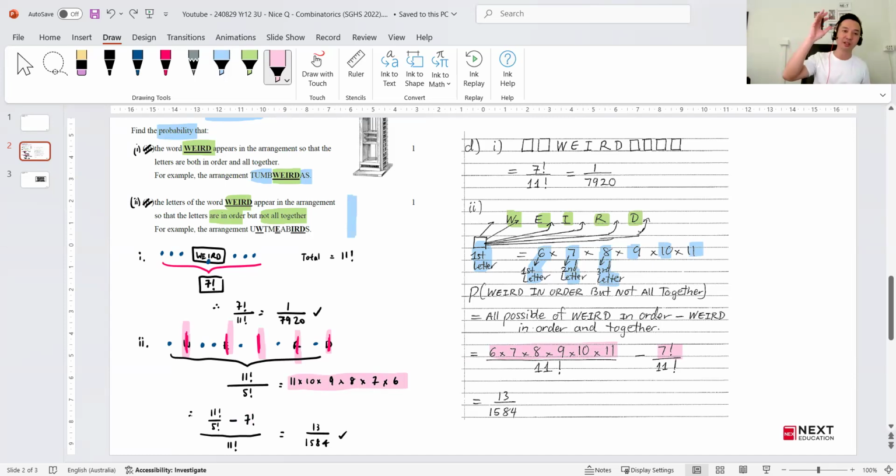Guys, use the divider method. How do I know to use the divider method? Basically, in this one, I had W-E-I-R-D as the separators. And if they're the separators, you consider them to be a divider. And once they're a divider, you have to divide by the fact that you assume that all the dividers are identical. So we divide by 5 factorial in this case, which is like a repeat, right? Then you get the answer.